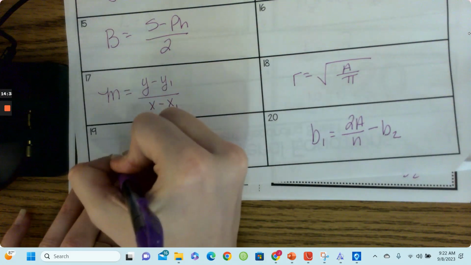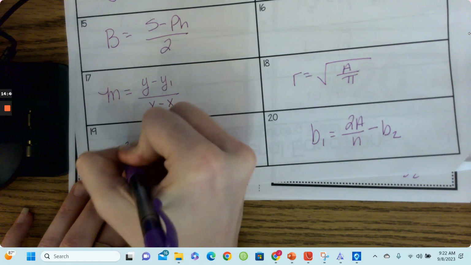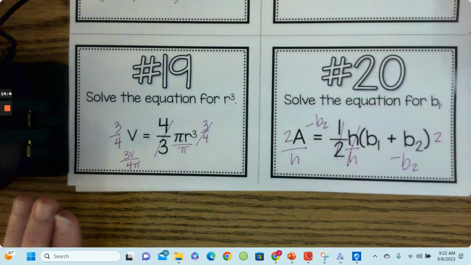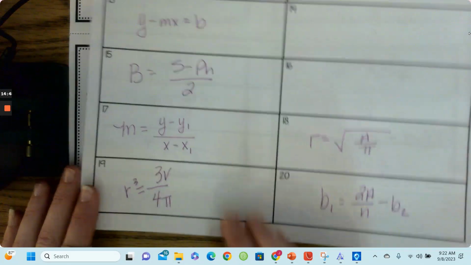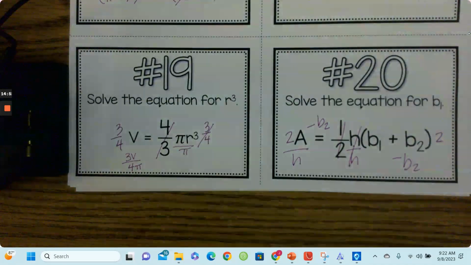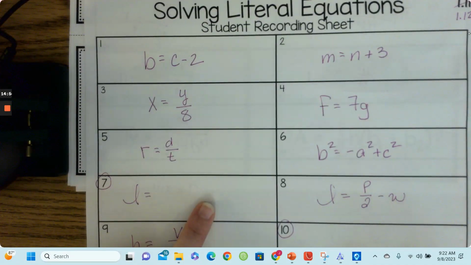R cubed, yep, sorry. It should be r cubed. So I left you 3, I left you 5. So 11, 14, and 16, and then 7 and 10.